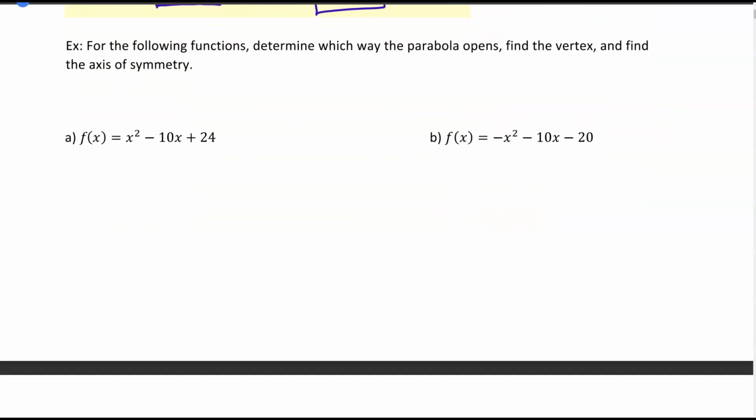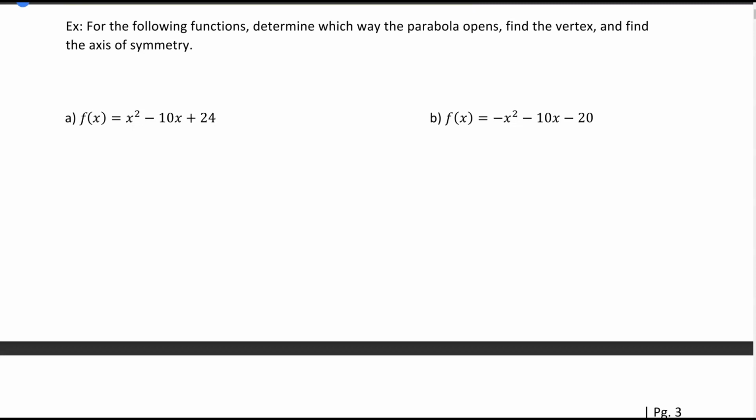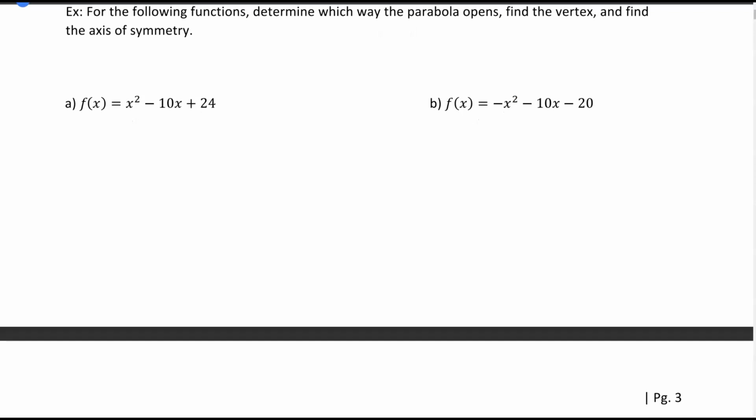For the following functions, determine which way the parabola opens, find the vertex, and find the axis of symmetry. All right, so now we're looking at them in general form. So let's take a look at this first one. Here, notice that f of x is ax squared plus bx plus c. So here we can see that our a is equal to 1, our b is equal to negative 10. So let's look for the vertex. Now since a is positive, this is opening upward, so it is going to be a happy face. But now let's find our x value of the vertex.